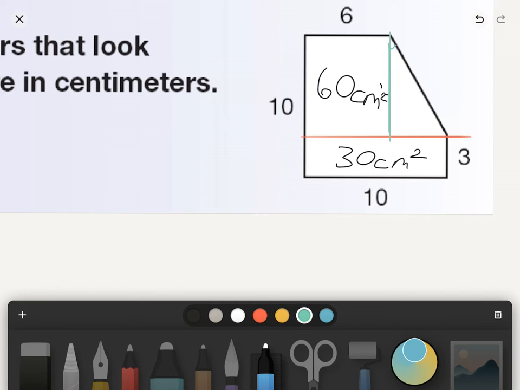Looking at this, that's 3, that's 10, so that tells me that this line is 7. And this being 6 and this being 10, that tells me that, we'll make this yellow, this line is 4.